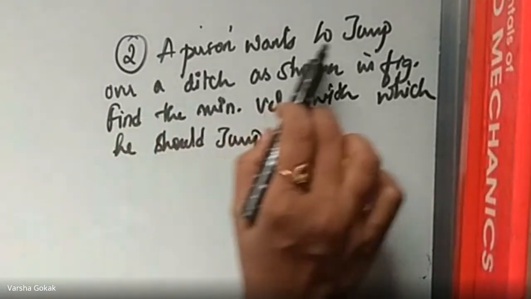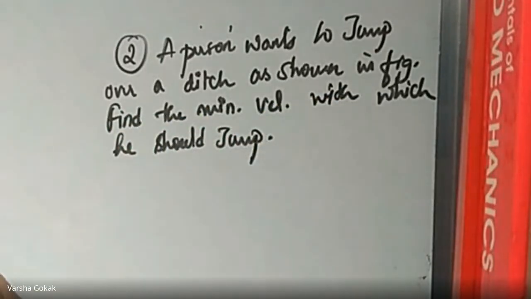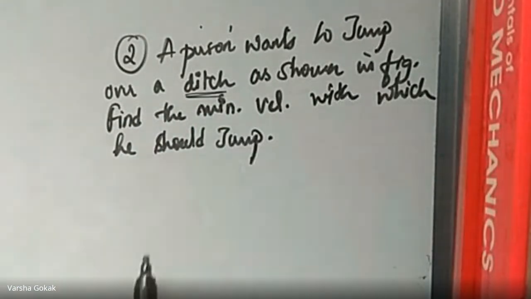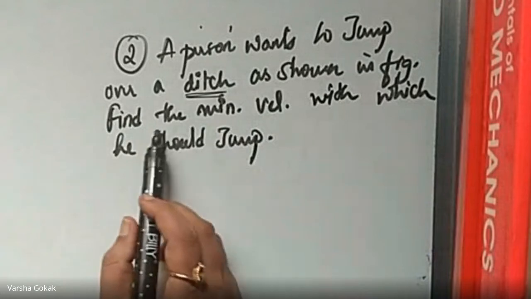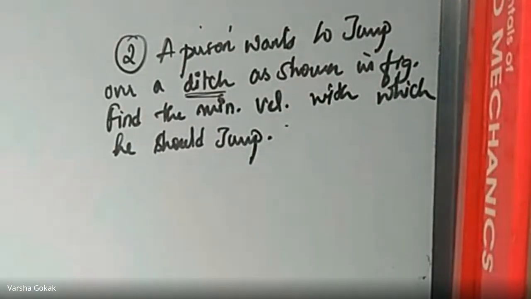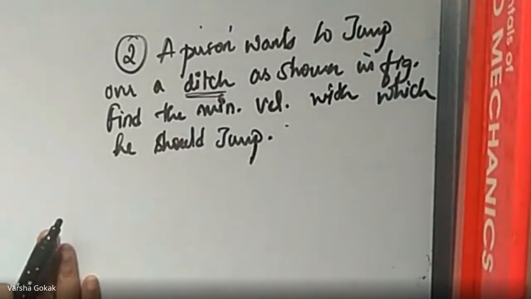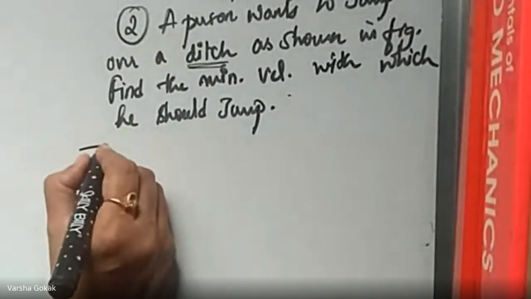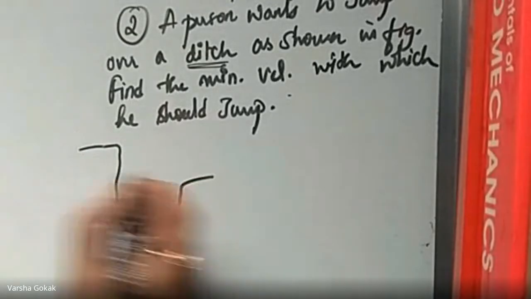Okay, a person is there who wants to jump. Like you all will be walking around and you will be jumping whenever a ditch comes. So as shown in the figure, I draw the figure. Find the minimum velocity with which he should jump. Do you think that when you're jumping, you think about velocity and all? I don't think so. The diagram given is like this.